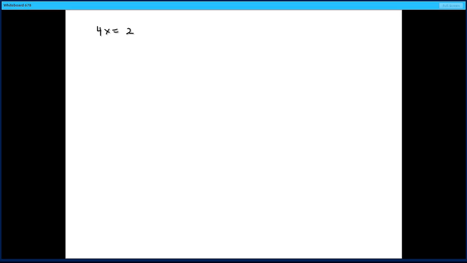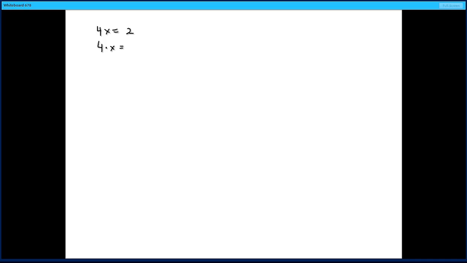If you look at 4x, you need to look and determine what sort of math operation this is. And you can really rewrite this to make it a little bit clearer. You could write this as 4 times x equals 2.